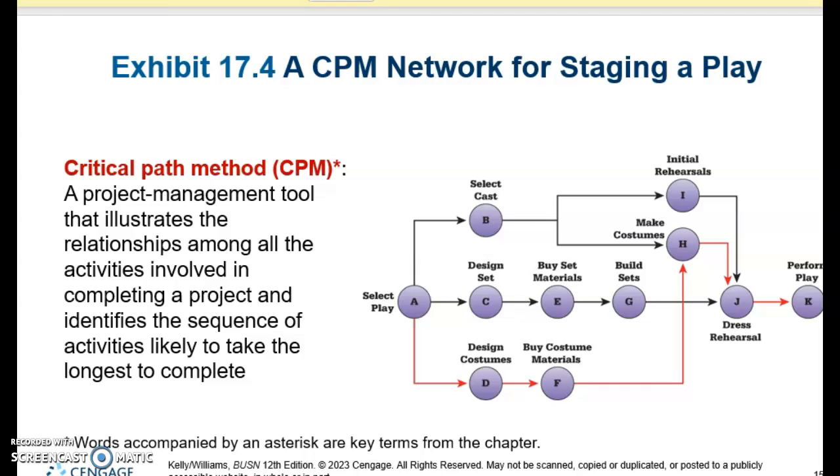All right, so critical path method. This is a project management tool that shows the relationship among all the activities involved in completing a particular project. Okay, so this is an important tool that helps operations managers. It's also referred to as CPM. And immediate predecessors is a term, and this is activities in a project that must be completed before some other specific activity can begin.